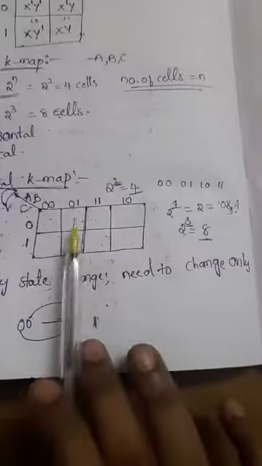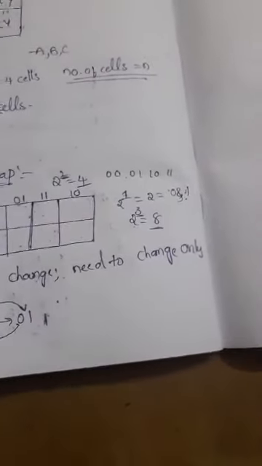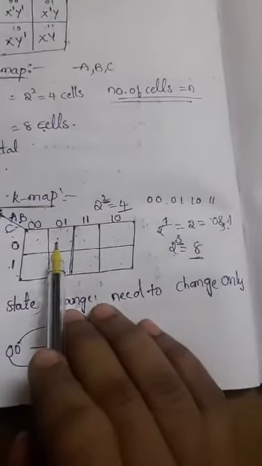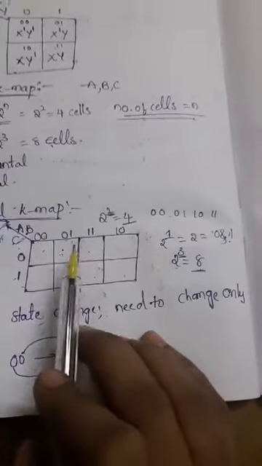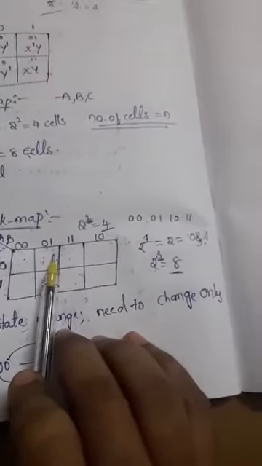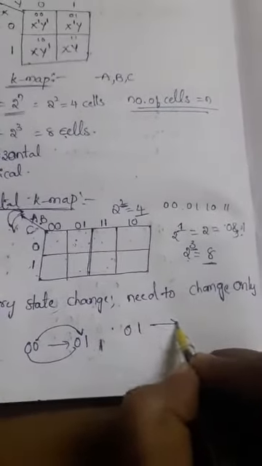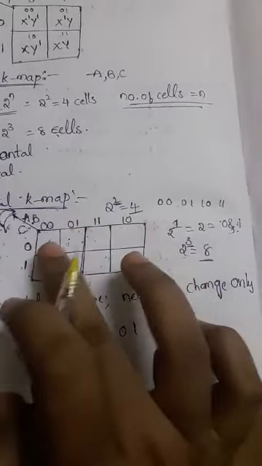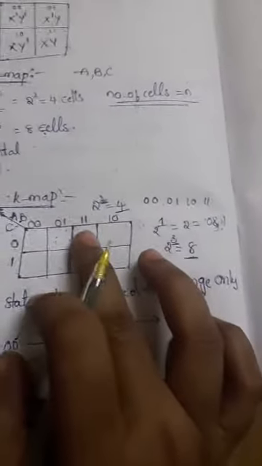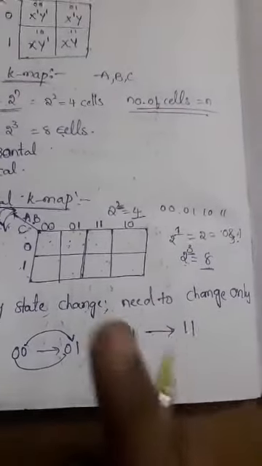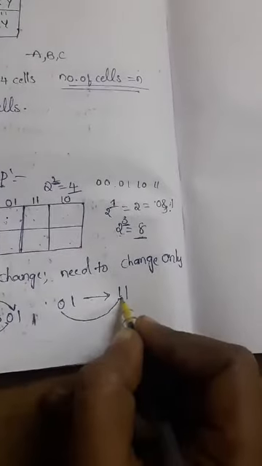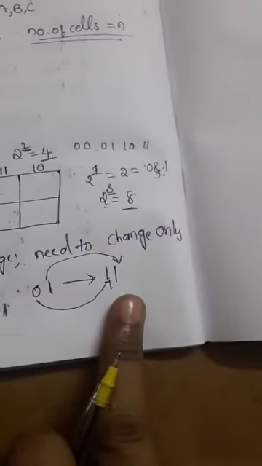Coming to the next state, from 0 1 to 1 1. After the 0 1 state, only one bit change must be there. Just observe, I am writing 0 1 to 1 1. Just check it, is it one bit change or not? Compulsorily we need to change one bit, right? So this 0 changes to 1 here, and here 1 is as it is. Only one bit changes here.